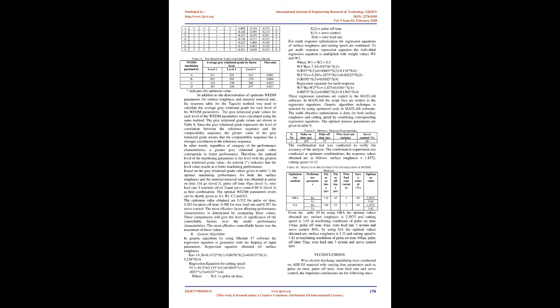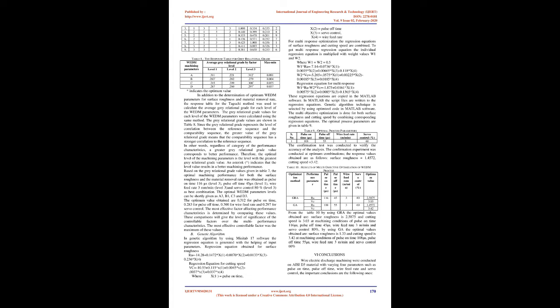The optimum values obtained are 0.312 for pulse on time, 0.283 for pulse off time, 0.300 for wire feed rate and 0.297 for servo control. The most effective factor affecting performance characteristics is determined by comparing these values. These comparisons will give the level of significance of the controllable factors over the multi-performance characteristics. The most effective controllable factor was the maximum of these values.